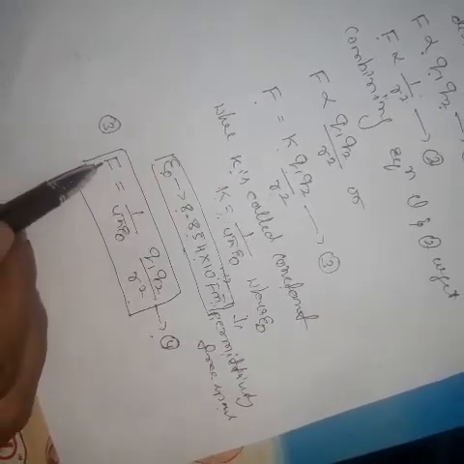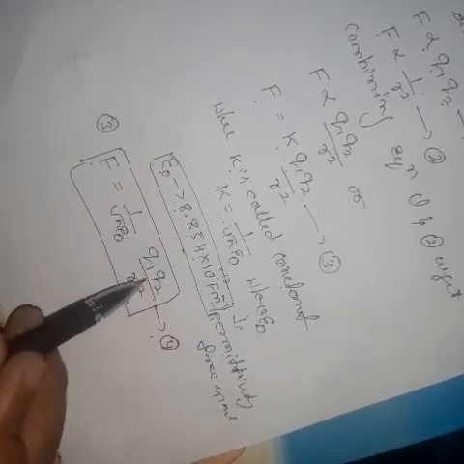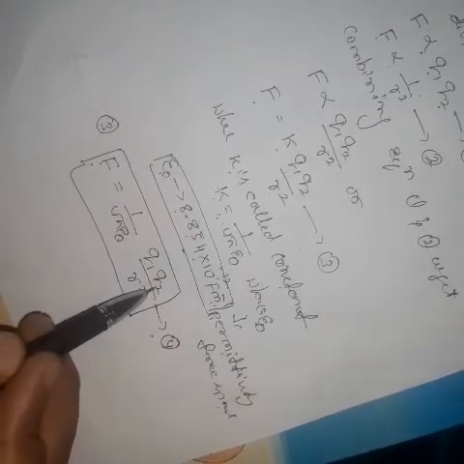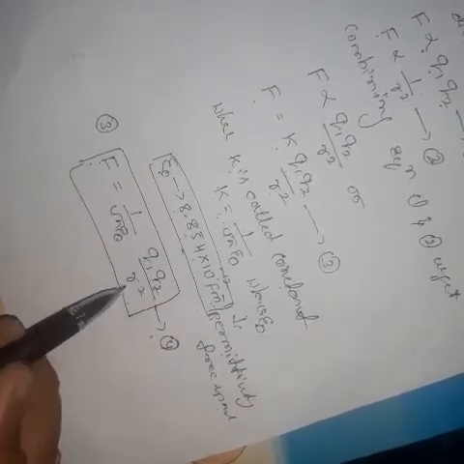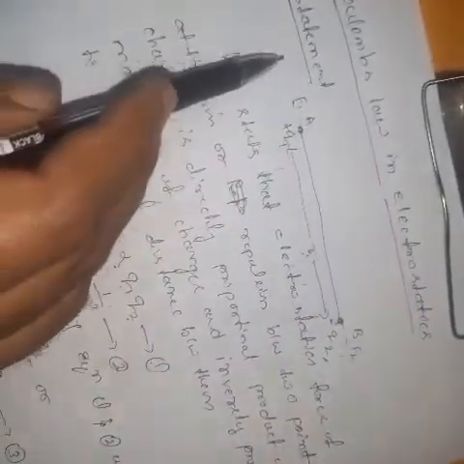Here F is the Coulomb force, epsilon naught is the permittivity, q1 and q2 are the charges, with the product of their magnitudes, and r is the distance between the two point charges. Small r is the distance between the two charges. This is the statement and explanation of Coulomb's law in electrostatics.